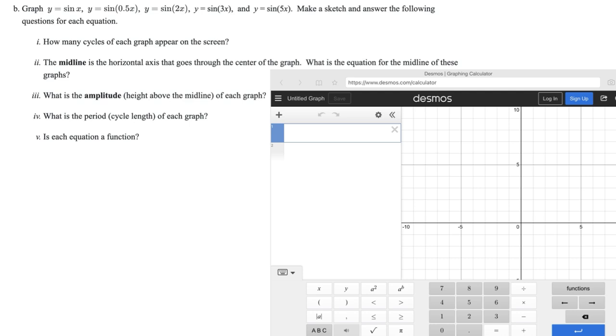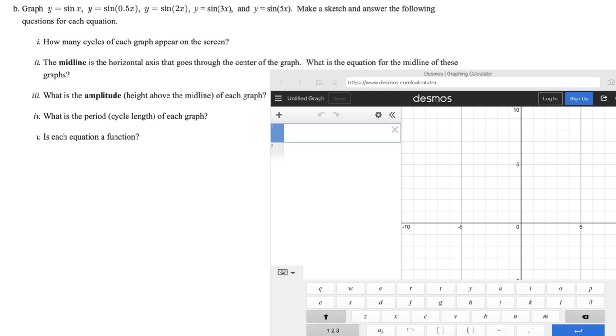All right, team, here's our next one. We're going to take a look at this one here. It is going to be graphing these equations here. So I'm just going to do one of them, and then I'll show you how to do the rest of them from there.